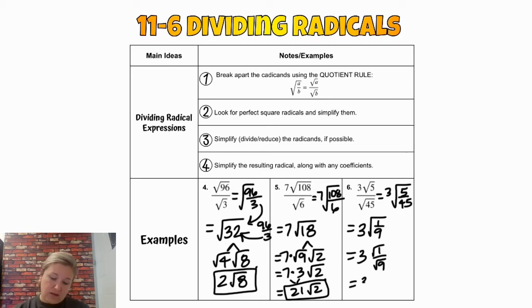So then I have 3 times 1 over 3 once I find both of those square roots, which actually ends up being 1. Isn't that crazy? All that work to find out 1.